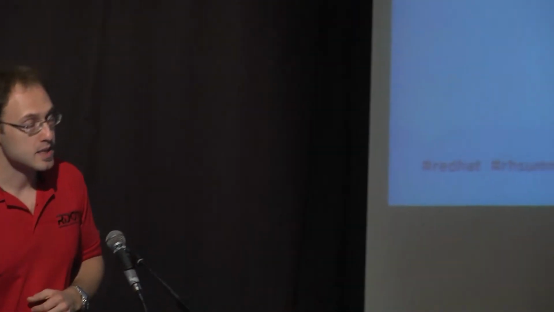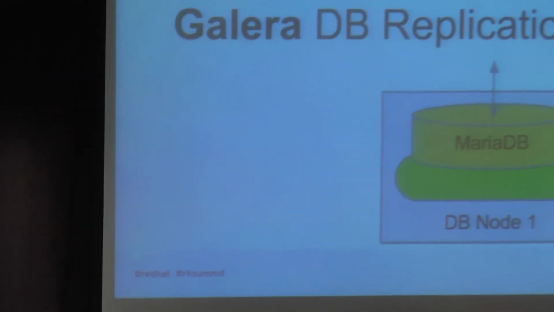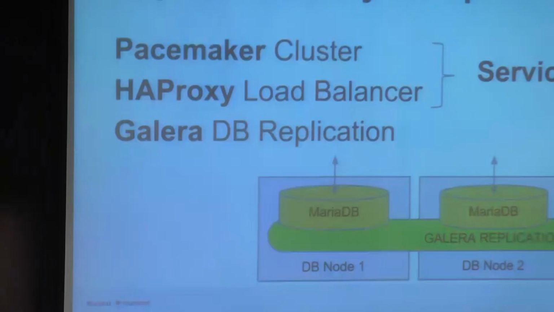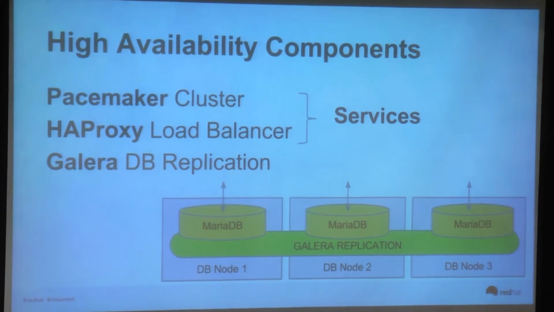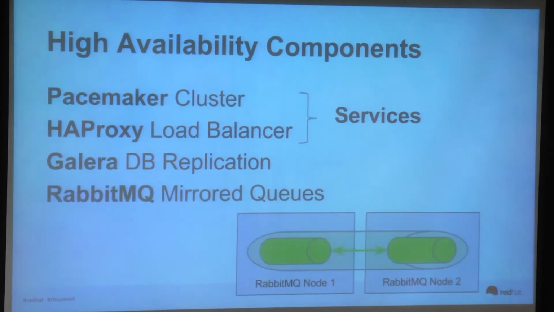So what Galera does is basically it sets up a layer underneath the database services, and what it does is basically makes a multi-master replication across the database nodes. And its locking mechanism is based on row locks, so it performs really, really well with a relatively small amount of collisions, so it performs really, really well in scale-out environments for the database.